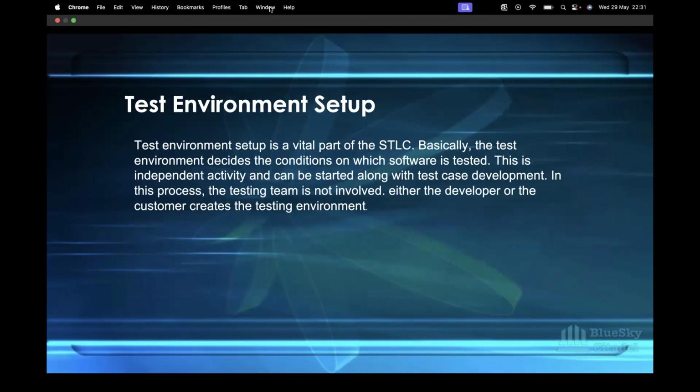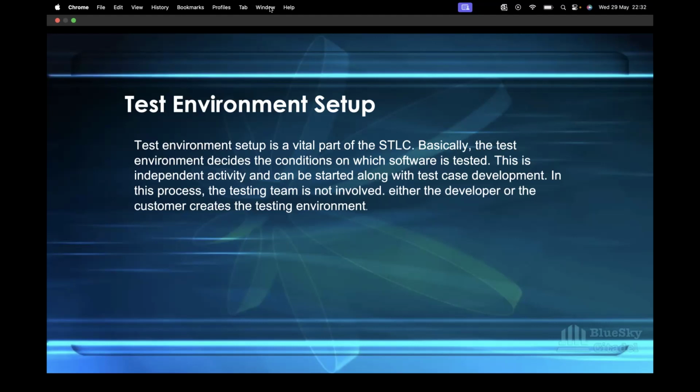Which moves us to the next slide, which is the test environment setup. For this slide, it says it's a vital part of the STLC. Basically, the test environment decides the condition on which software is tested. So this is an independent activity and can be started along with test case development. In this process, the testing team is not involved. Either the developer or the customer creates the testing environment. So a suitable testing environment is set up to replicate the production environment whereby the software will be deployed, to wherever they want the software to be deployed. So this includes things like hardware, software, network configuration, and other necessary components.